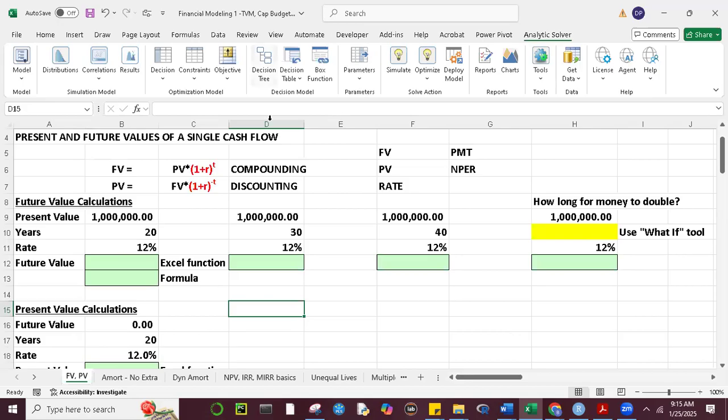So I'm sure you know that the formula to compute the future value is the present value times a certain rate, that's (1 + r) raised to the t. The process of getting the future value is called compounding.